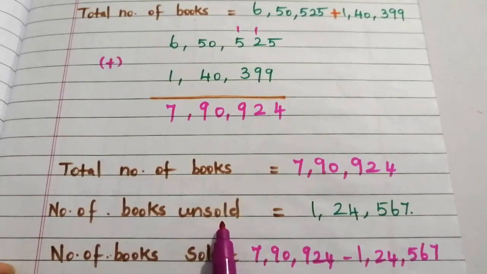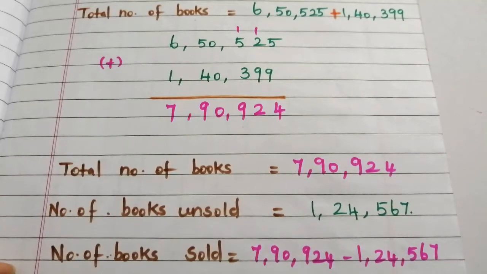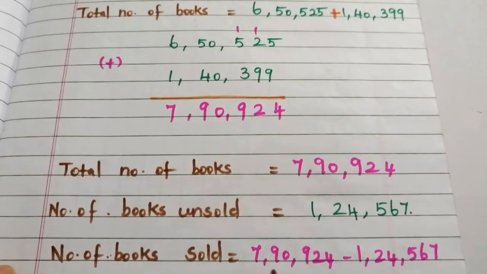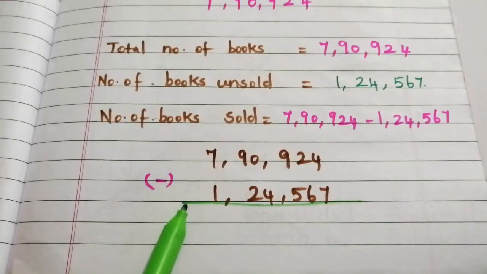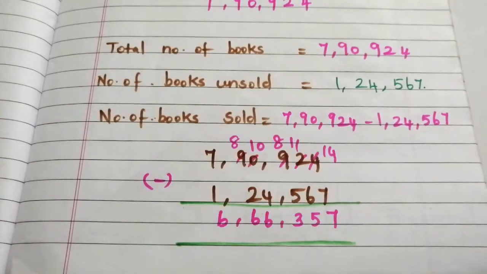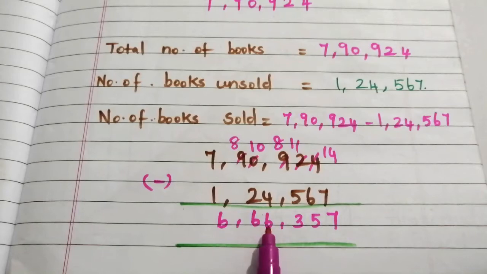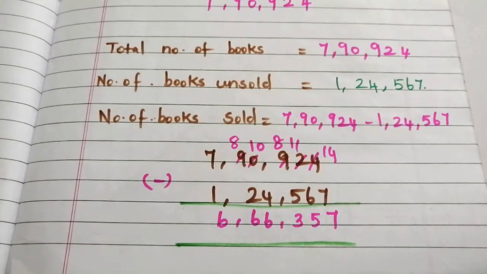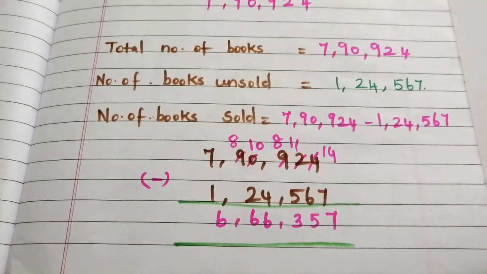Number of books unsold is equal to 1,24,567. Therefore, number of books sold is equal to this minus this. So first we have to write these two numbers vertically, then start subtraction from ones place. So after subtraction we get 6,66,357. So 6,66,357 books were sold during the year.